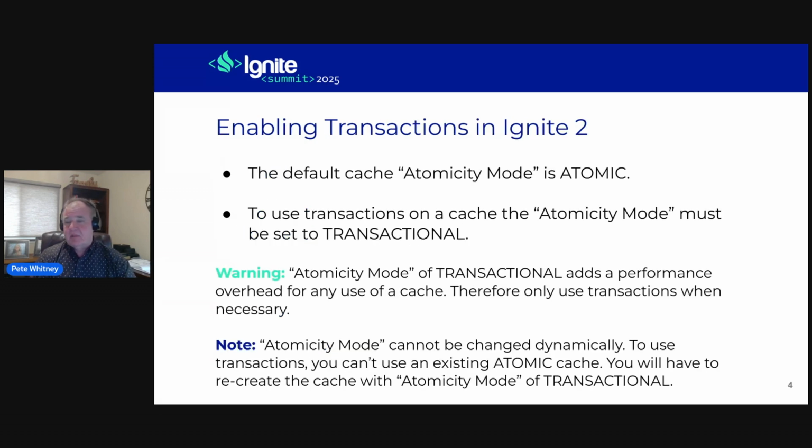By default, the atomicity mode for a cache in Apache Ignite 2 is atomic. However, if you want to use transactions on a cache, the atomicity mode must be set to transactional. Be advised, though, the atomicity mode of transactional adds a performance overhead for any use of a cache. Therefore, only use transactions when necessary. Also be aware that the atomicity mode cannot be changed dynamically. To use transactions, you can't use an existing atomic cache. You'll have to recreate the cache with atomicity mode of transactional.